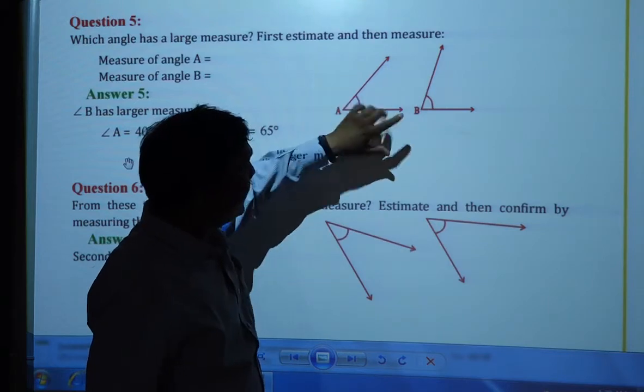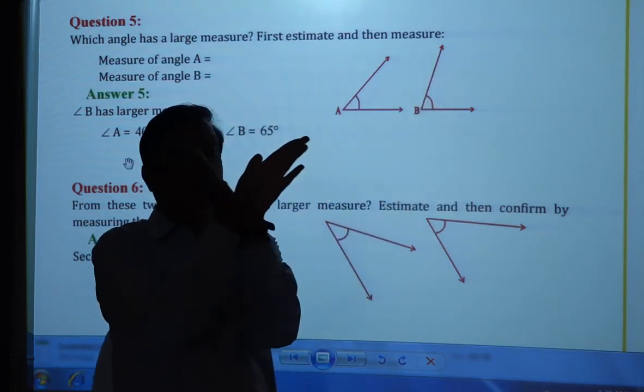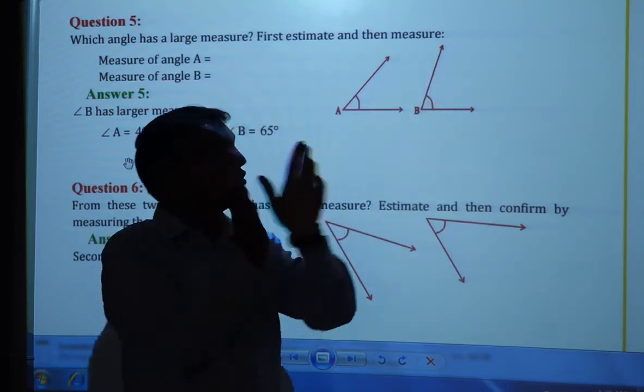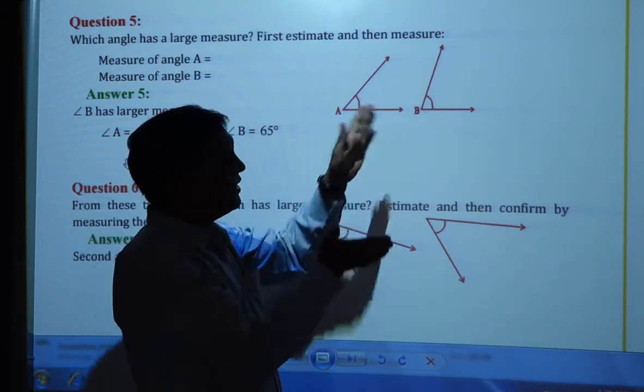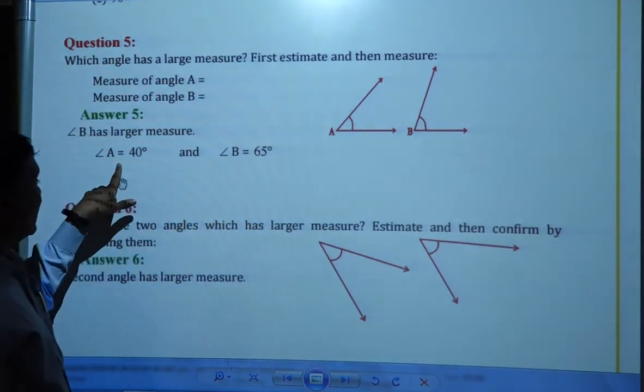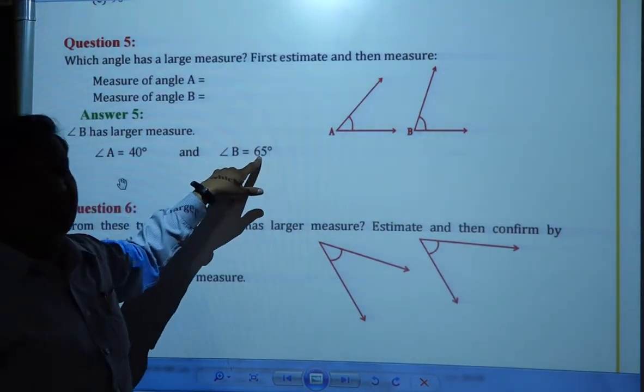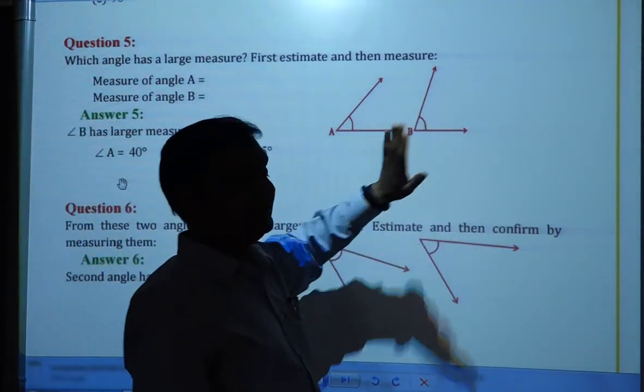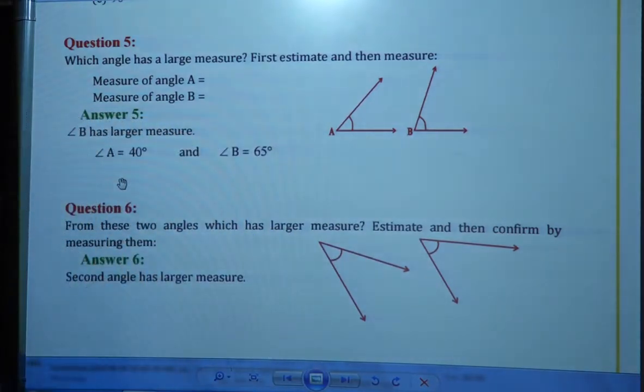Bigger means the line is not longer, right? It is how open it is, small or big. So this one is more open and the next one is less open. So the more open one is bigger. Here the measure of angle A is 40 and the measure of angle B is 65 degrees. So angle B is greater. Next we will go to the second question.